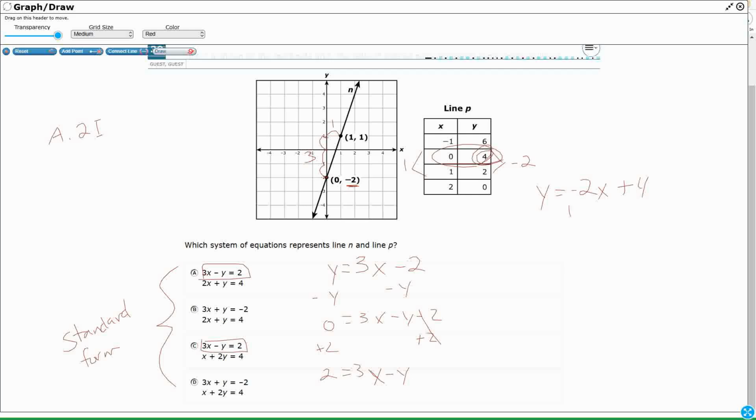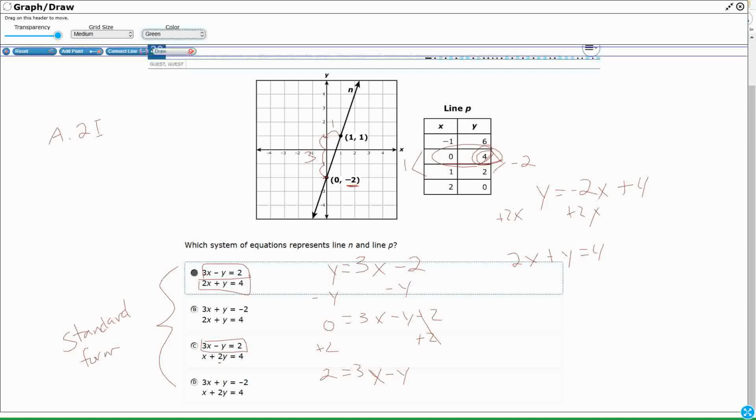And I want my x to be positive, so in this case, I can actually add 2x to both sides. I get 2x plus y equals 4. And so it looks like we're going to get that one right up there because this has got that 2 in front of the y instead of the x. So my answer here is A. And as you might have surmised, that one was difficult. 32% got this correct.